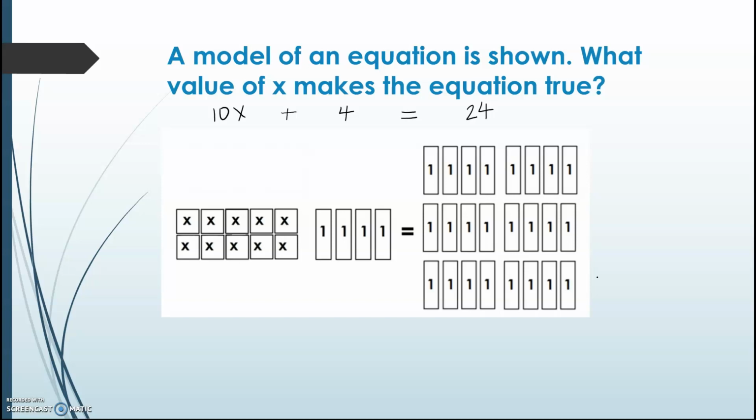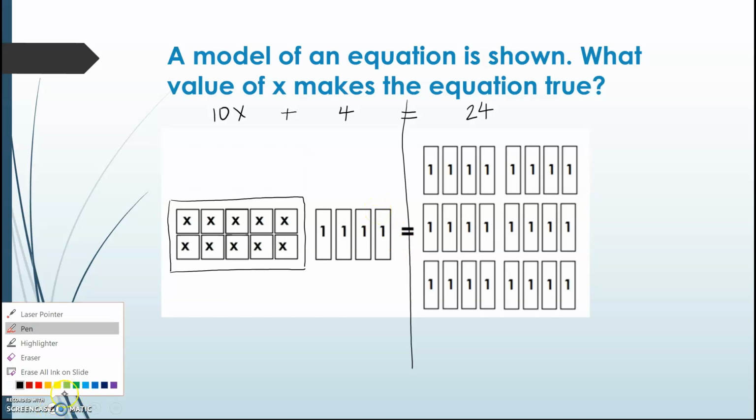So what we need to do to solve for x is we need to get x by itself. So I need to get all of these x's by itself, which means that I need to get rid of whatever else is on this side of the equal sign. So here are 4 positives. In order to get rid of 4 positives, we're going to use zero pairs.